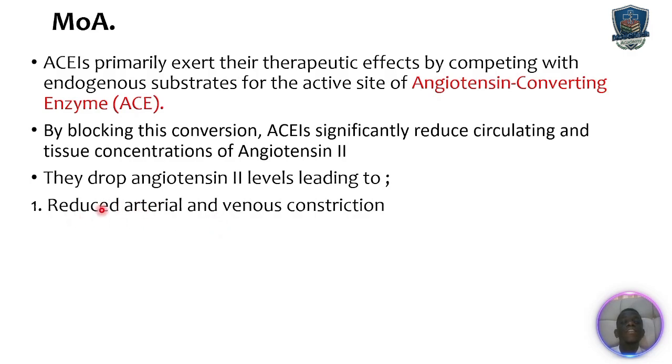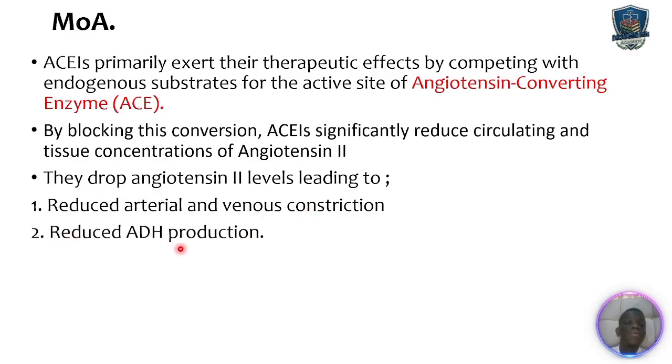When you reduce arterial constriction, you are reducing the systemic vascular resistance and the afterload, or the TPR. And when you reduce the TPR, you are decreasing the blood pressure. When you decrease the venous constriction, you are decreasing the venous return, decreasing the preload, decreasing the EDV, decreasing the stroke volume, decreasing the cardiac output, and decreasing our BP.